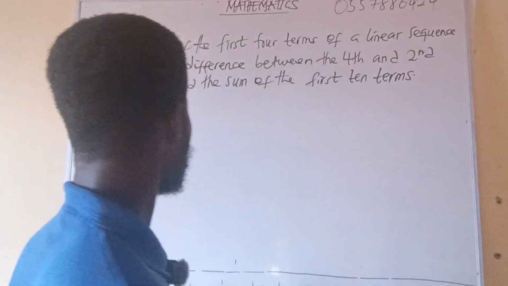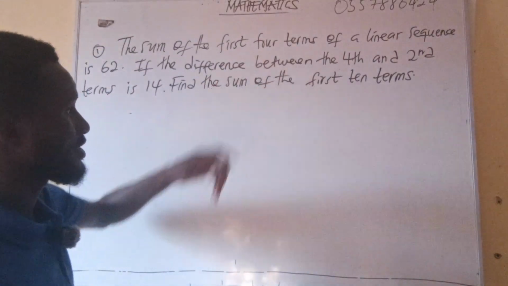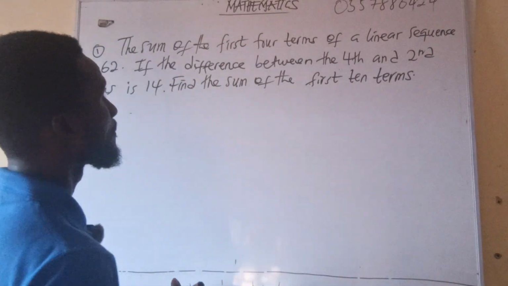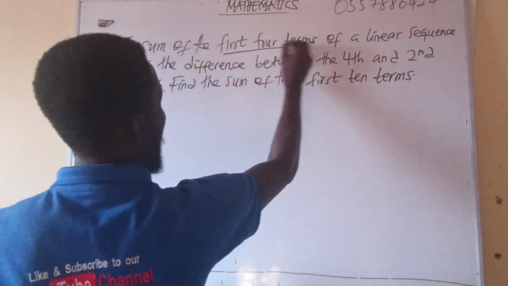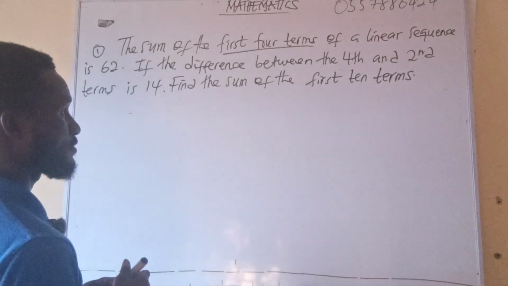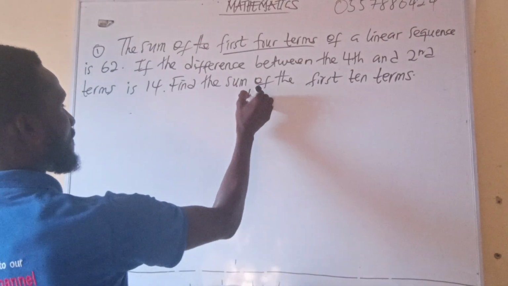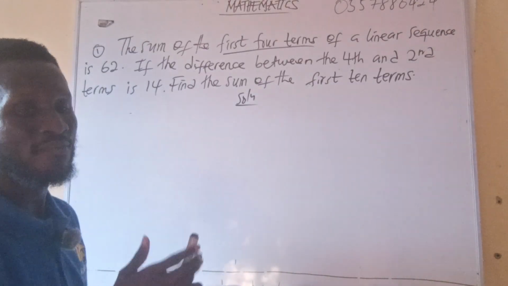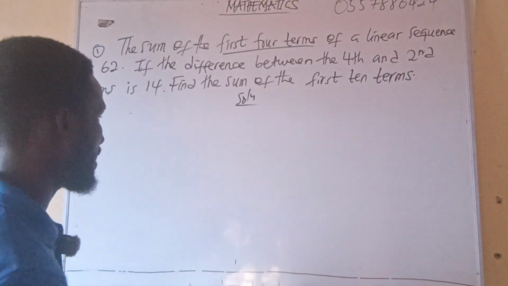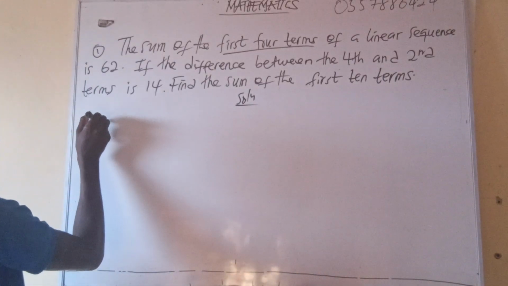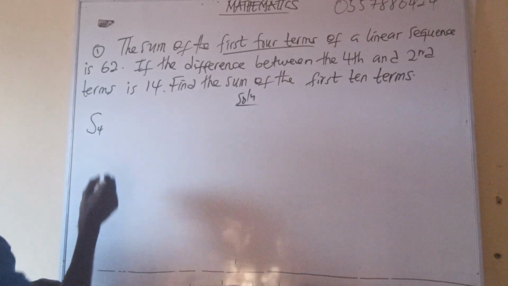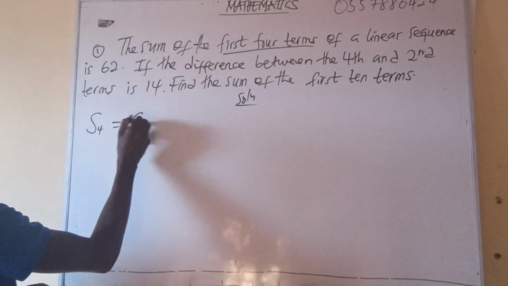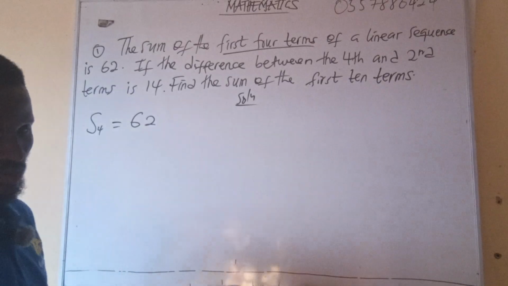Let's see. The sum of the first four terms of a linear sequence is 62. Don't forget, sum of the first four terms means we are adding the first, second, third up to the fourth term. So the sum of the first four terms is S4, and S4 is given as 62.